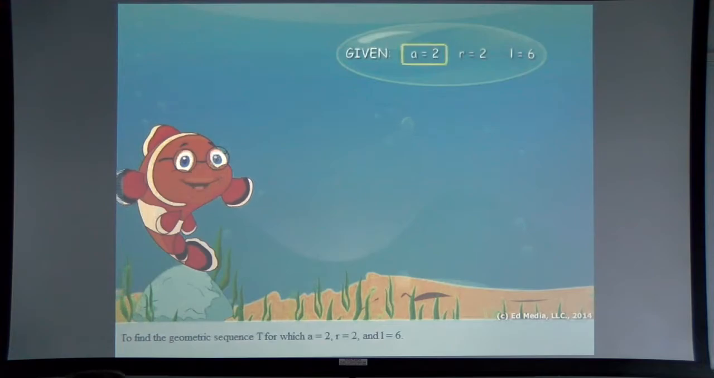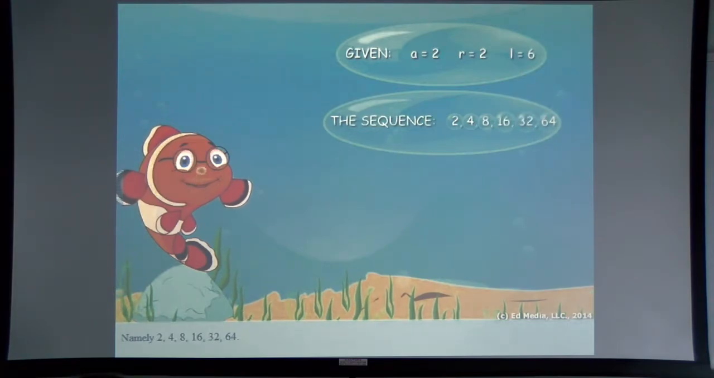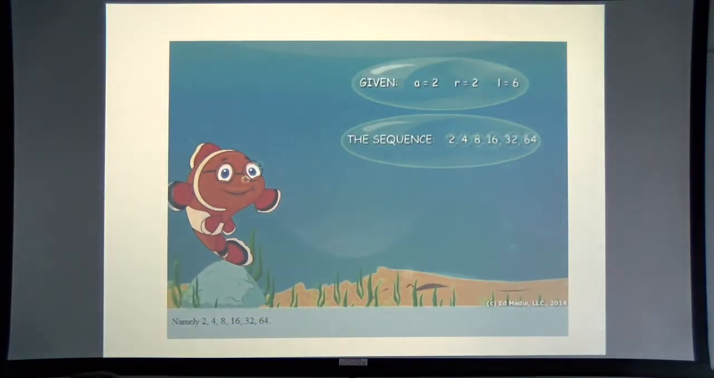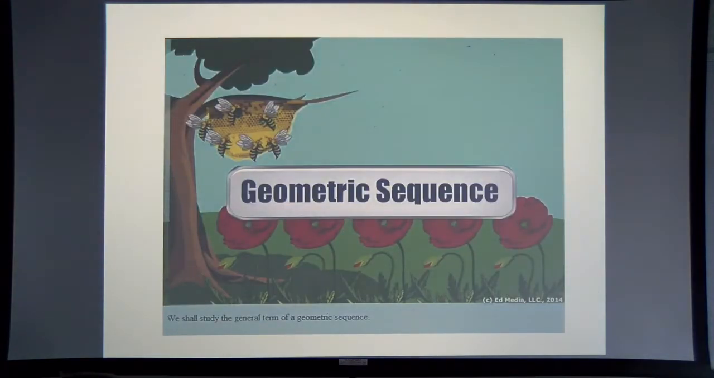To find the geometric sequence t for which a equals 2, r equals 2, and l equals 6, start with 2, then multiply by 2 to get 4, then multiply by 2 to get 8, and so on until we have 6 terms. Namely, 2, 4, 8, 16, 32, and 64. I can bet that none of you expected Finding Nemo to teach you about arithmetic sequences today, right? It's interesting stuff. All right, we have one more video here, though.